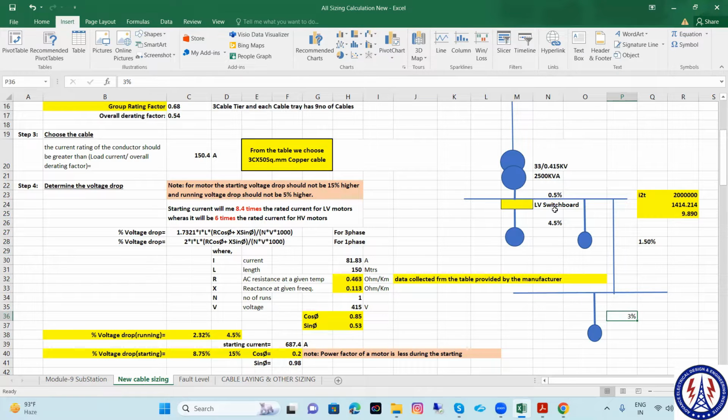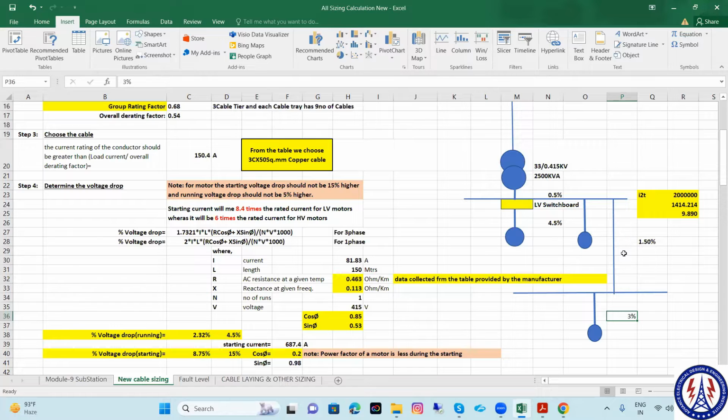But overall it should be 5% only. Remember, it's an overall. So the remaining voltage drop should be considered accordingly. Okay. Clear? It's an overall voltage drop. Clear? Or any question on this?